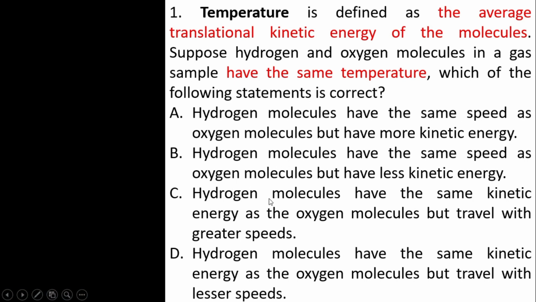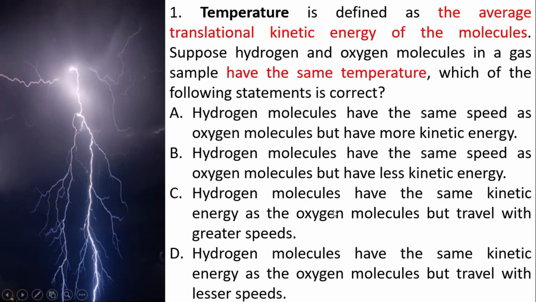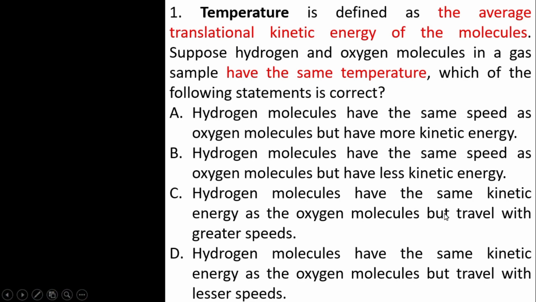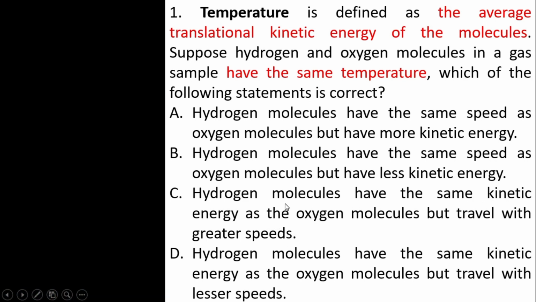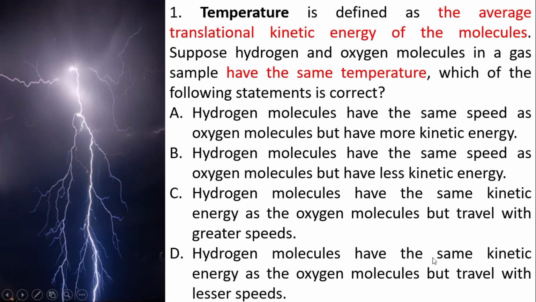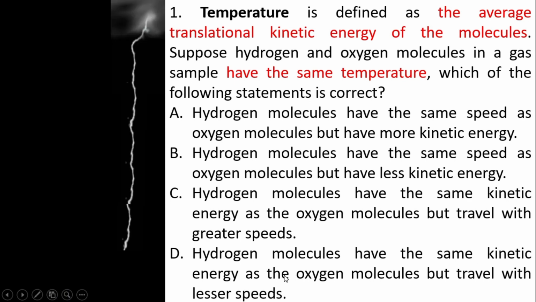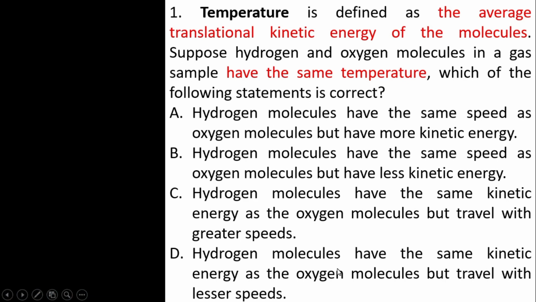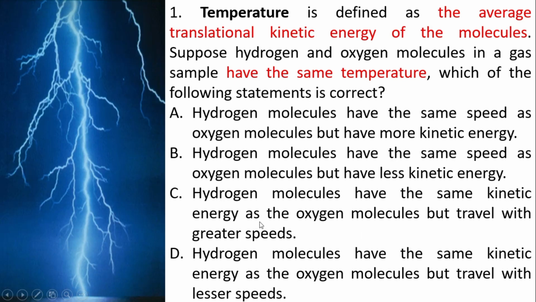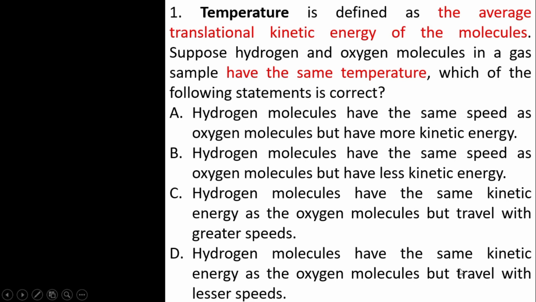Letter C: hydrogen molecules have the same kinetic energy as the oxygen molecules, but travel with greater speeds. Same kinetic energy lang gihapon. It might be letter C gihapon. Okay, it might be B or C. Let's look for letter D: hydrogen molecules have the same kinetic energy as the oxygen molecules but travel with lesser speed. So it's only letter C and letter D, because only letter C and letter D have the same kinetic energy.